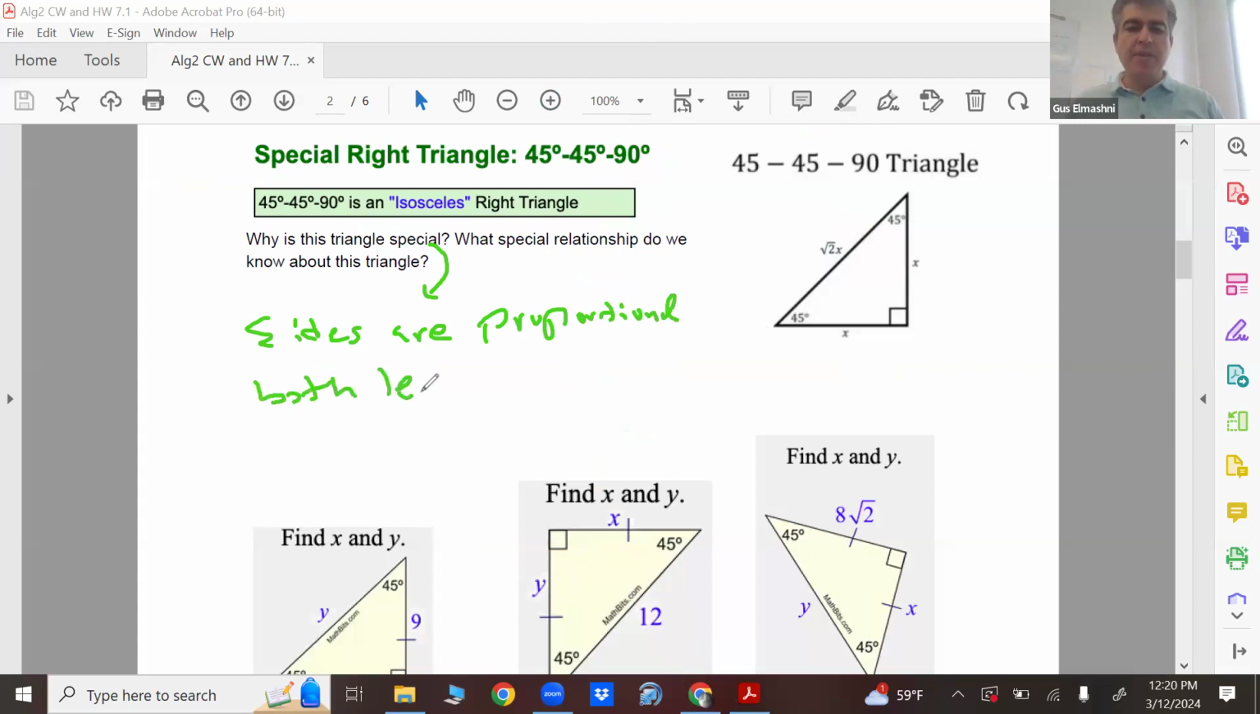And both legs are, you guys remember that symbol? What's that symbol called? Good. Hopefully you guys are not traumatized from geometry. Don't worry, we're not doing proofs. Not formal written proofs, right? But the symbols you should know.